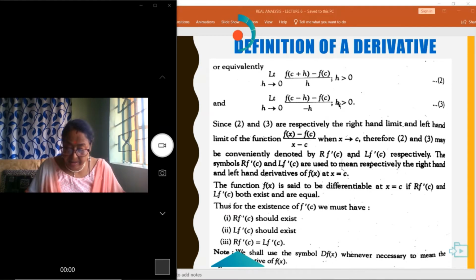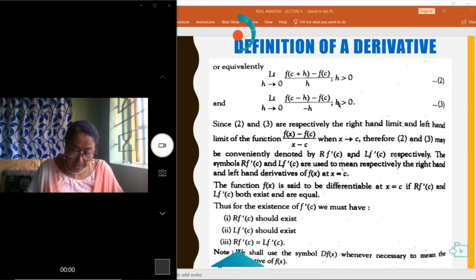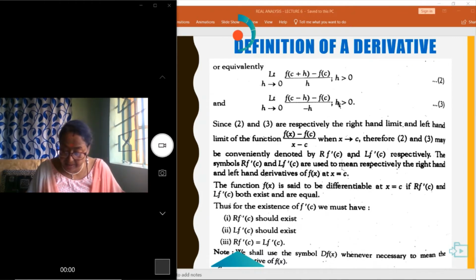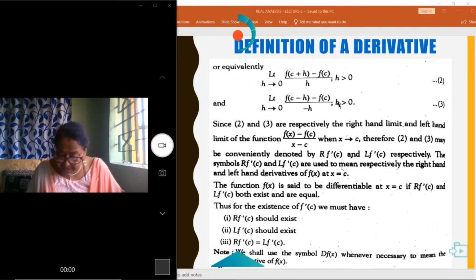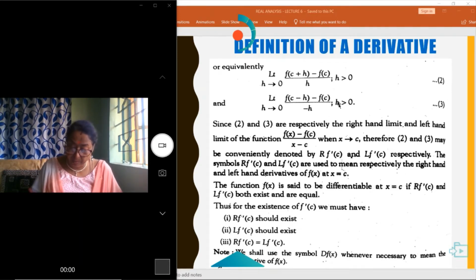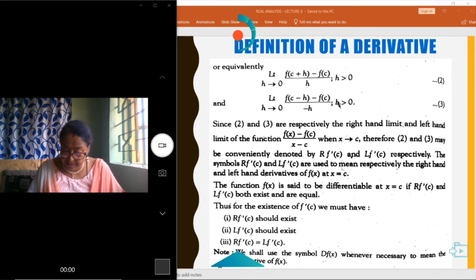The function f(x) is said to be differentiable at x equal to c if the right hand derivative and the left hand derivative both exist and are equal. See, both exist. That is, the right hand derivative should exist, the left hand derivative should exist, and the right hand derivative should be equal to the left hand derivative.